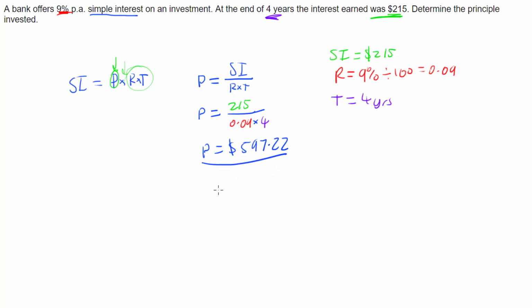So there we have it. If we're asked to find the principal invested, then we want to divide our simple interest by our rate and time. Find out our values, make sure our rate is a decimal and our time is in years, put it into our rule, and we have our answer.